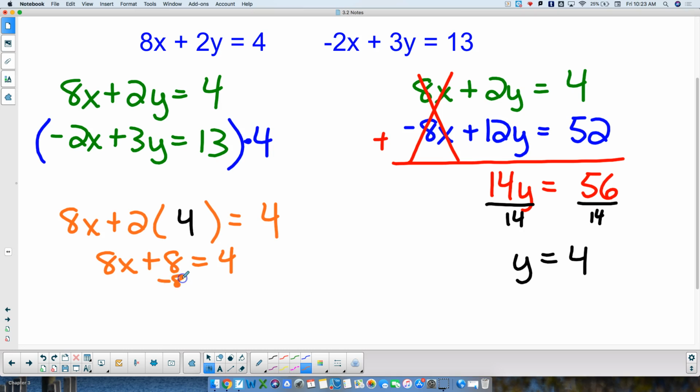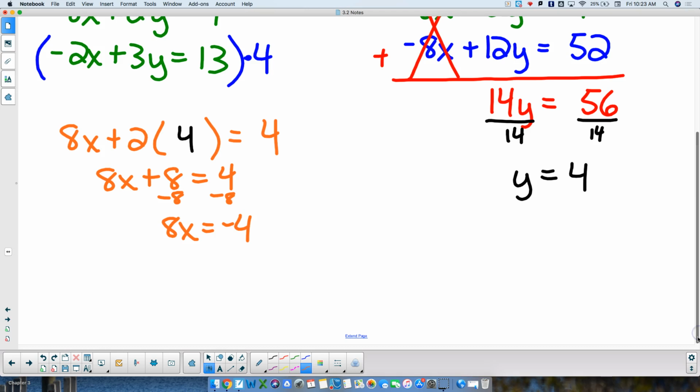Subtract 8. 8x equals negative 4. Divide both sides by 8. x equals negative 1/2. Okay? Now what should we do?